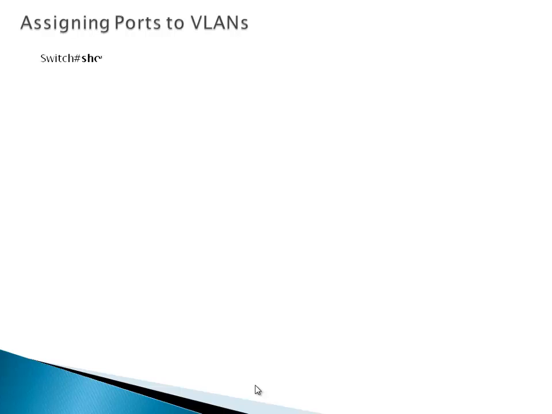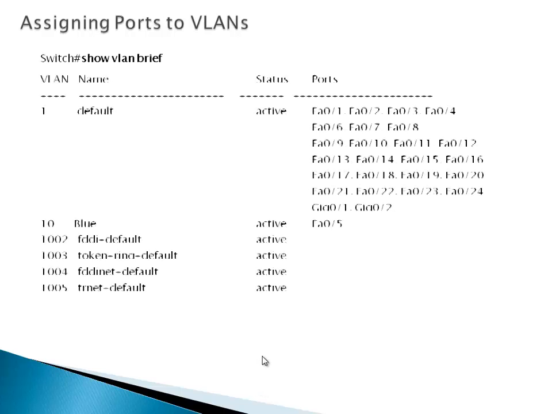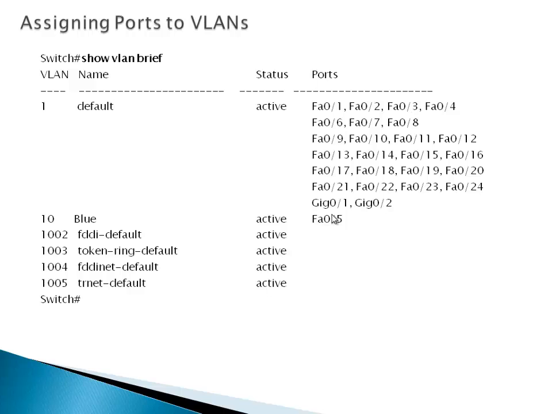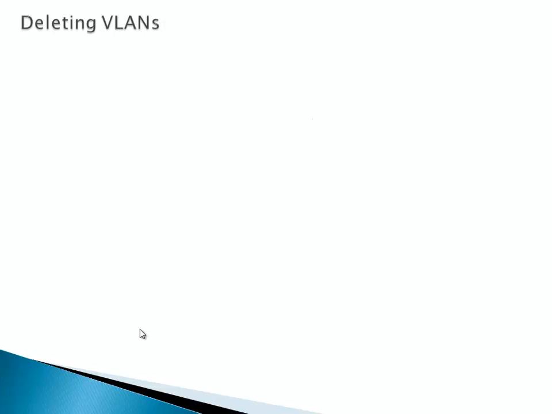To check the configuration, we do show vlan brief, and we can see that now the port FA0/5 has moved away from VLAN 1, moved to VLAN 10 here. So FA0/5 is inside VLAN 10.